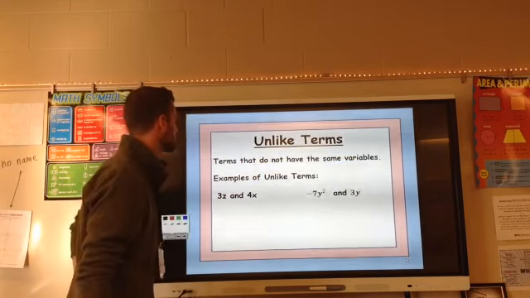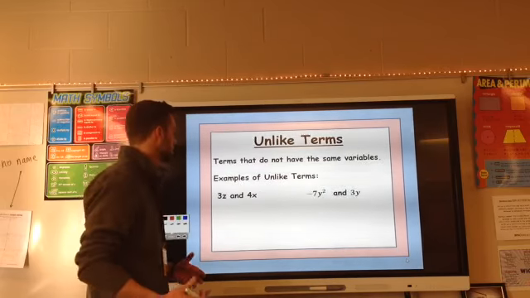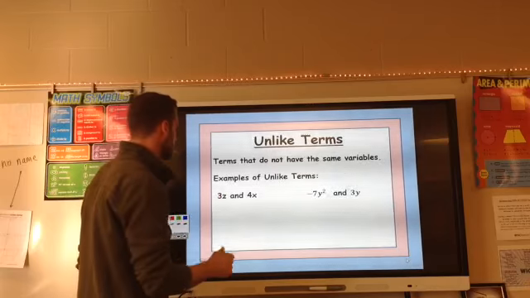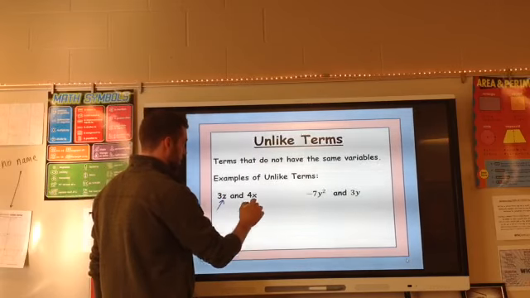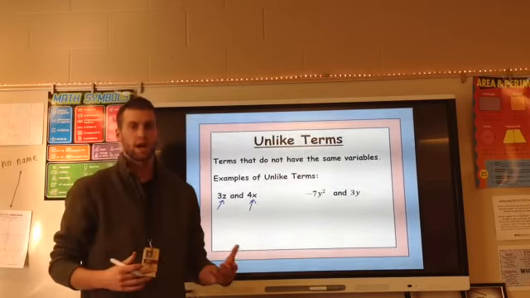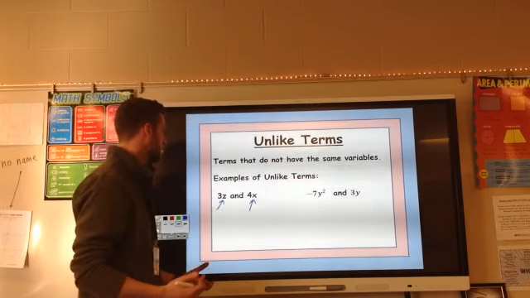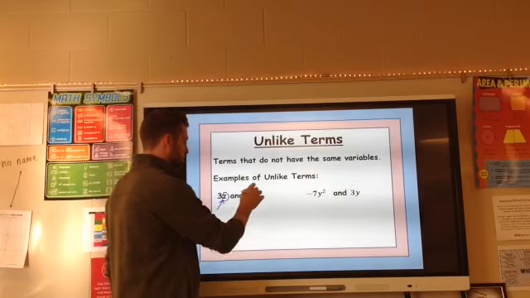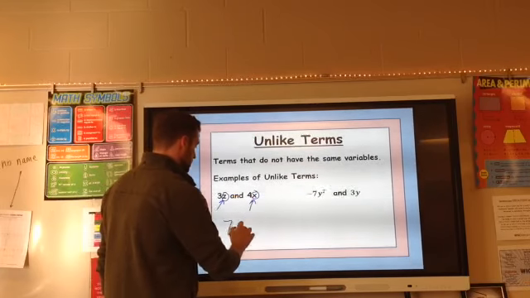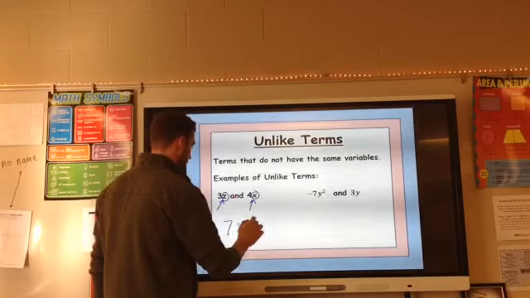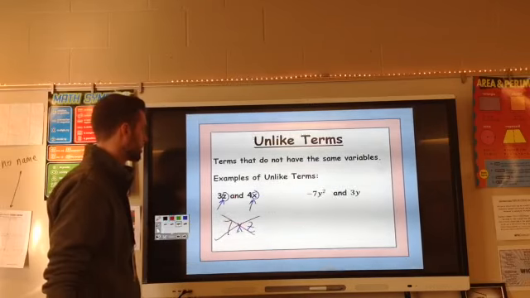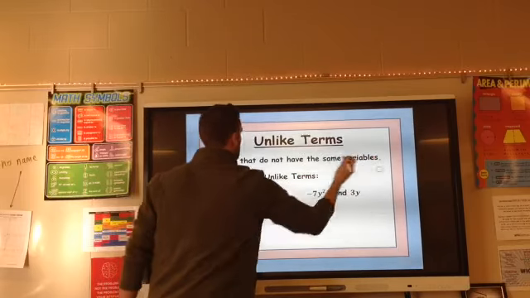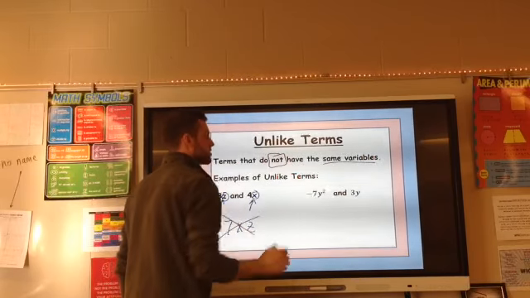Now, unlike terms. Let's look at the opposite. So we're going to have terms that do not have the same variables. So examples of some unlike terms would be when we have a z and an x. There's no way we can add apples and oranges, but we can add apples and apples. In this case, we don't have that. So we have to be careful. We cannot say this is 7xz. That is not a thing. We cannot add different variables, ones that are not the same variables.